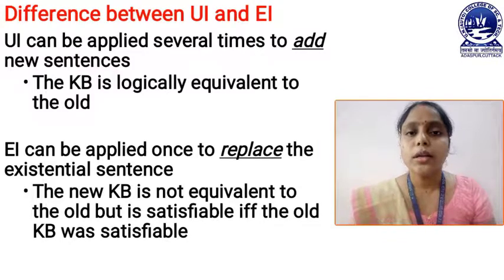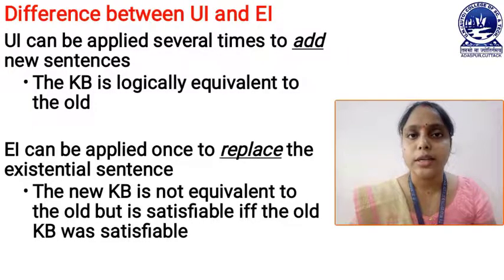Now look at the difference between UI and EI. Here UI is universal instantiation and EI is existential instantiation. UI can be applied several times to add new sentences.